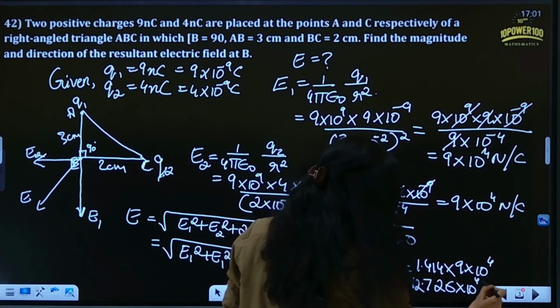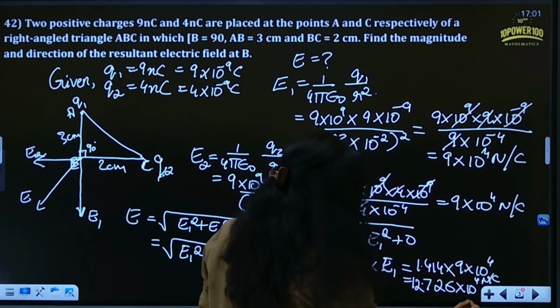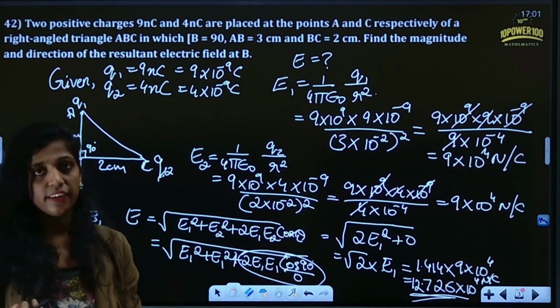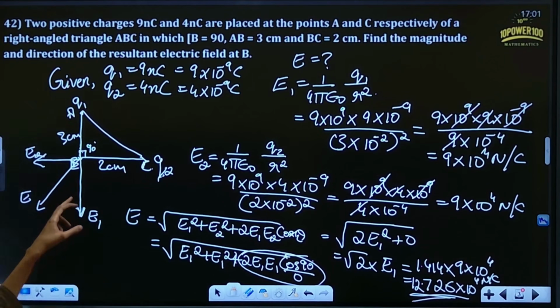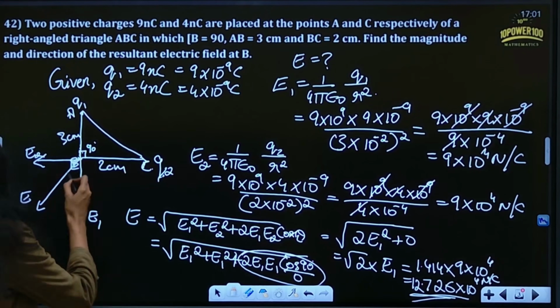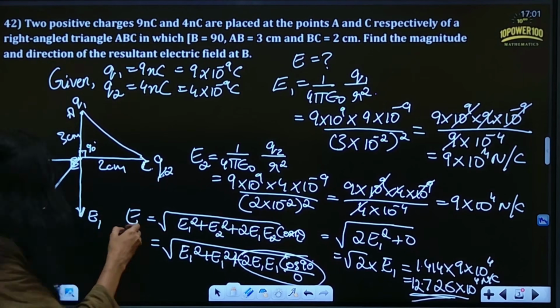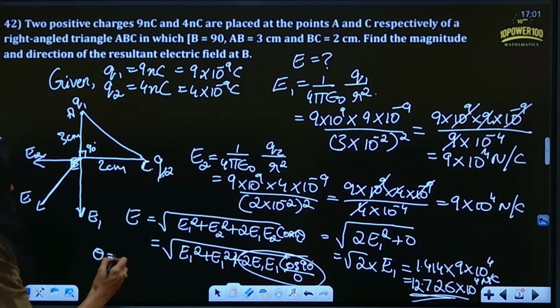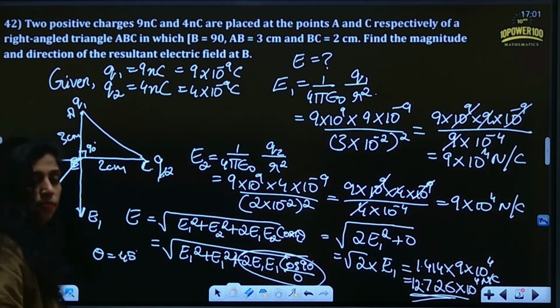The SI unit of electric field is Newton per Coulomb. So this is the magnitude of the resultant electric field, and you can see the direction over here. The direction bisects the two vectors, that is E1 and E2. So the direction of the resultant electric field will be 45 degrees.